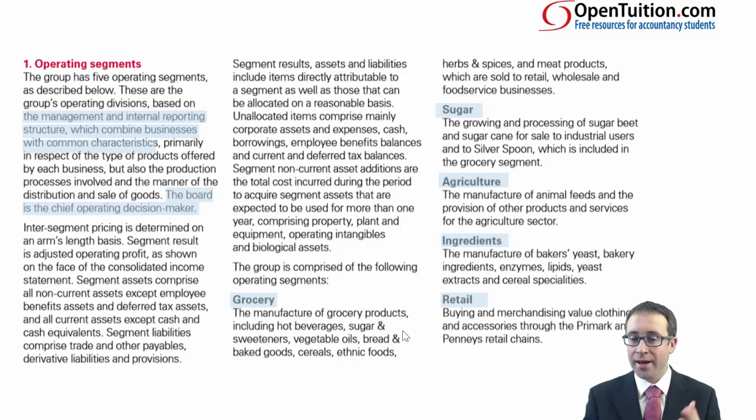And then the retail, buying and merchandising value clothing through Primark and Penneys. I think Penneys is the name used in Ireland for the retail chain. So the majority of it is Primark, but it's also Penneys as well. So that just gives you a bit of an example of what we need to go through and show, in the real world, what is actually disclosed.